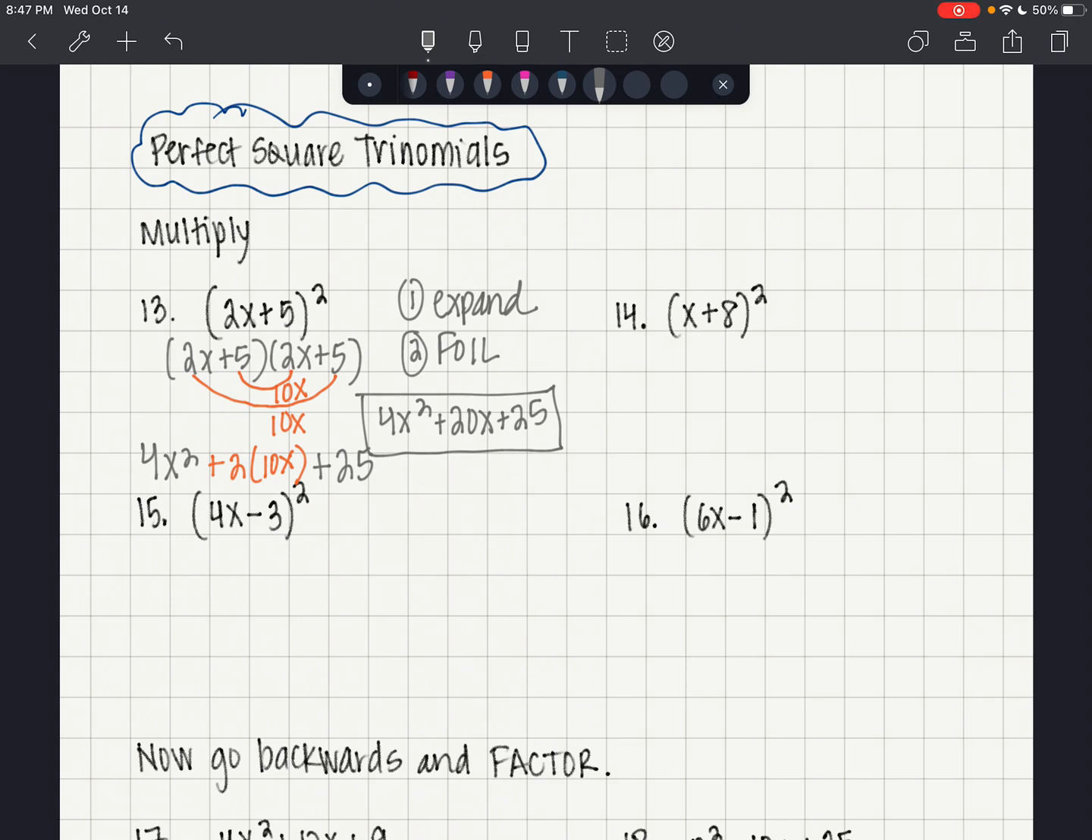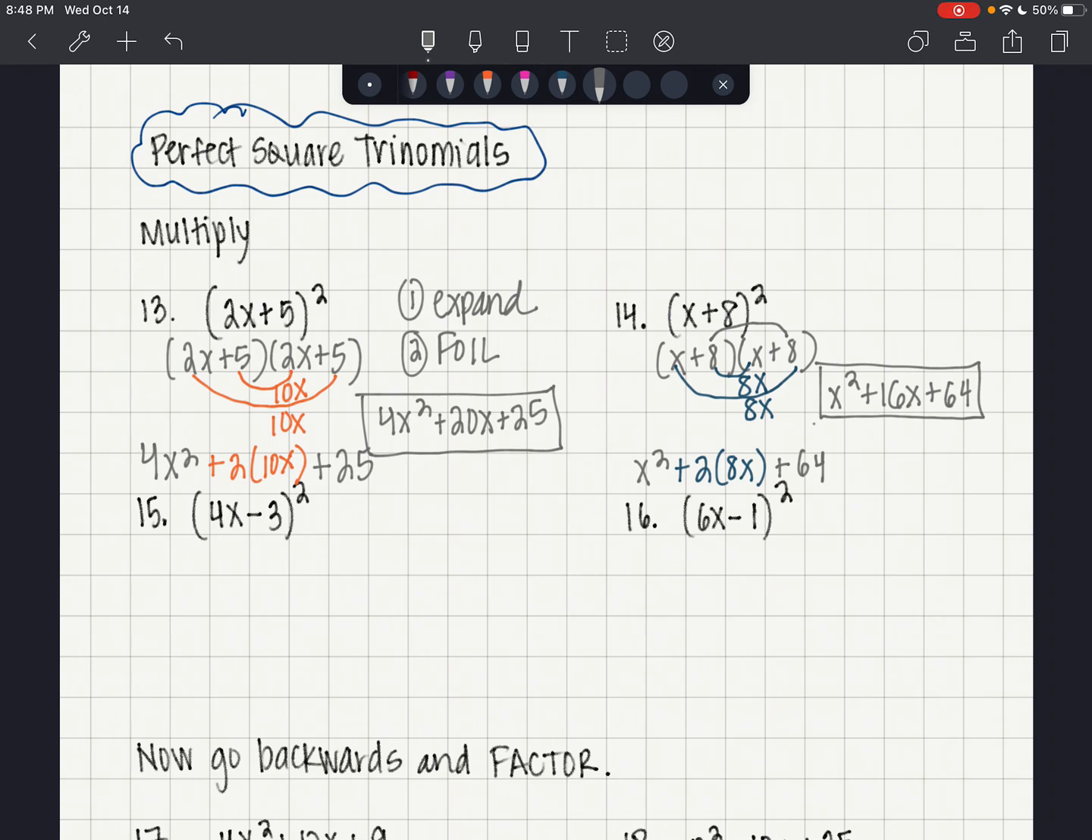x plus 8 quantity squared. Well, that's x plus 8 times x plus 8. So I'm going to have my first term, x squared, and then we've got the outer 8x, the inner another positive 8x. Well, that's 8x twice, plus your last term's 64. So we have x squared plus 16x plus 64.